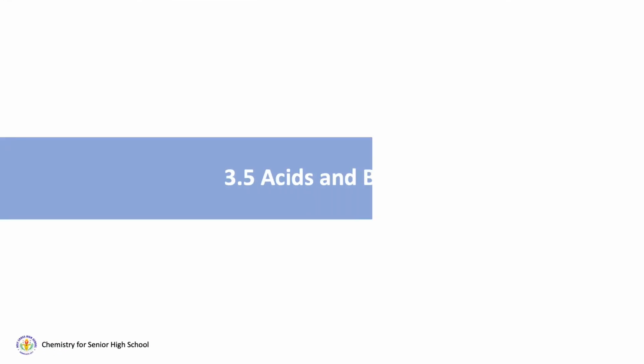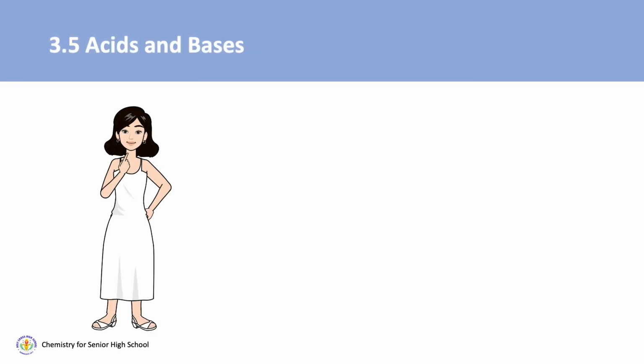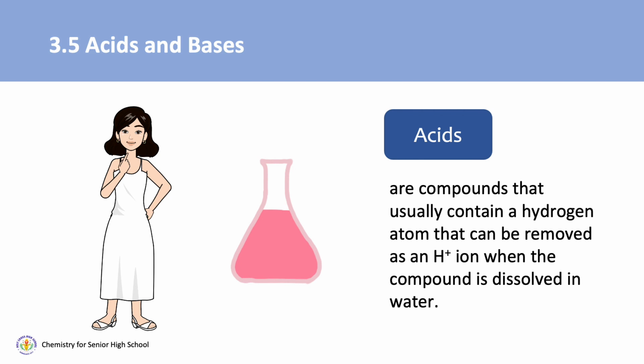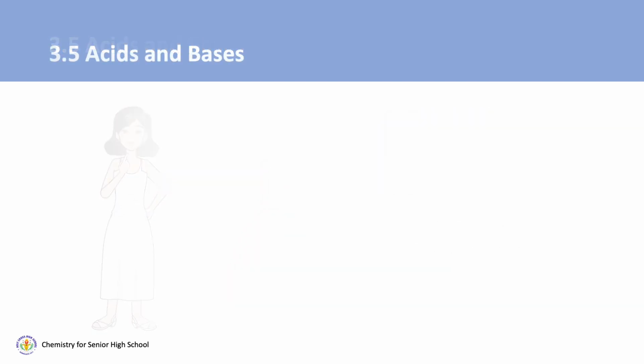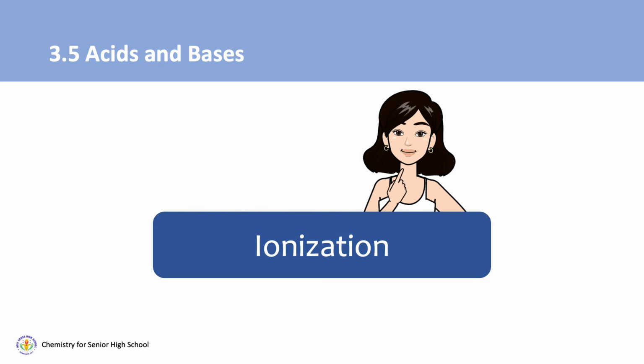On to the next lesson, we have acids and bases. Let's move on to the first topic of this lesson. What are acids exactly? Let me help you with that. Acids are compounds that usually contain a hydrogen atom that can be removed as an H-positive ion when the compound is dissolved in water. Do you know what ionization is? If you don't, then keep watching.